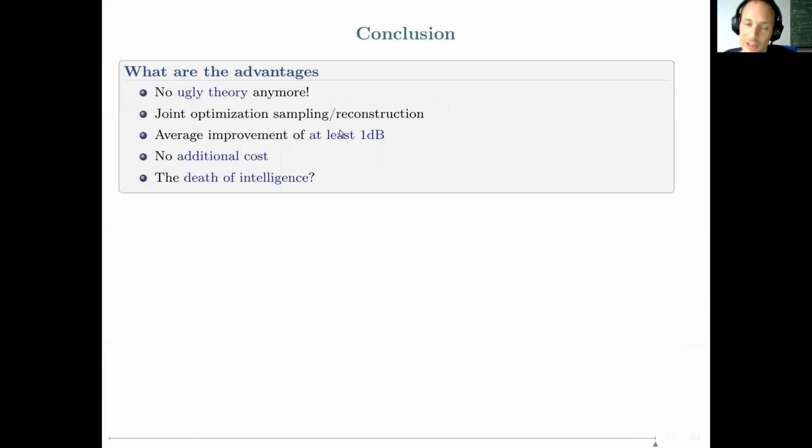So what are the advantages of this joint optimization of the sampling scheme and of the reconstruction? We don't have any ugly theory. If you go to compressed sensing, this is really complicated. You can jointly optimize the sampling and reconstruction. You have a good average improvement of about a decibel at no additional cost. And this is somewhat the death of intelligence because you solve a super complicated problem just with a computer and massive computing power.